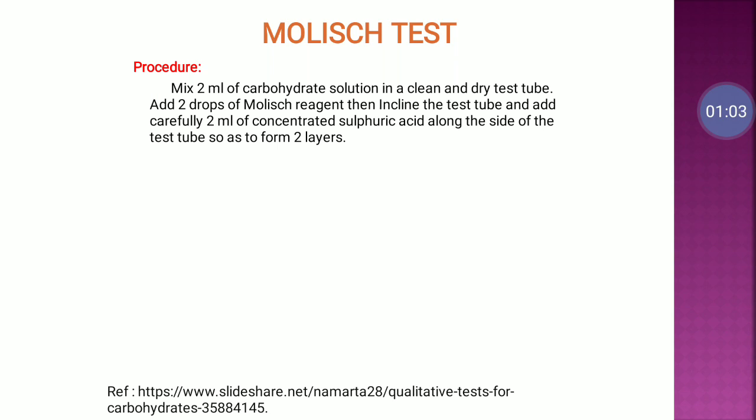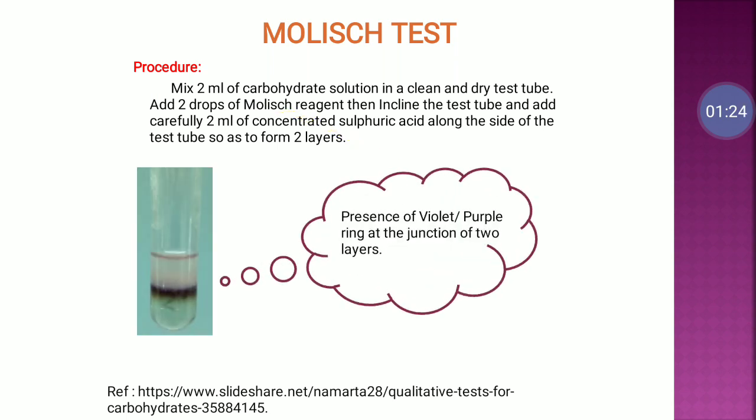We will mix 2 ml of carbohydrate solution in a clean dry test tube. To that we will add 2 drops of Molisch's reagent. Then we will tilt the test tube and carefully add 2 ml of concentrated sulfuric acid along the side of the test tube so that 2 layers will be formed. In the picture, 2 layers are formed like this. The presence of a violet or purple ring at the junction of the 2 layers indicates the presence of carbohydrates in the particular sample.